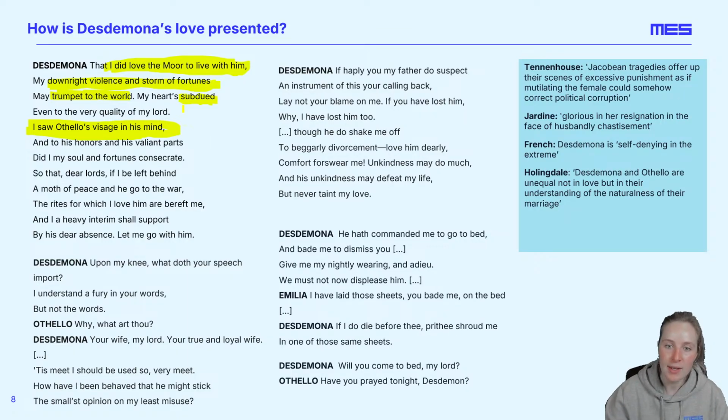And again, "my soul and fortunes consecrate." So she put her soul and her life, her fate, her fortunes. We can also say her money, definitely, but fortunes in terms of metaphorical as well. Consecrate, that's religious language there. So she is devoting herself to him. Marriage is a sacrament, so that would be part of the marriage sacrament.